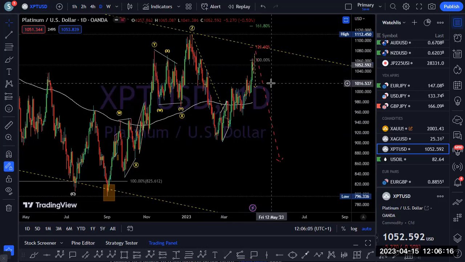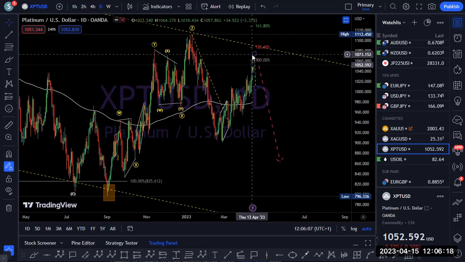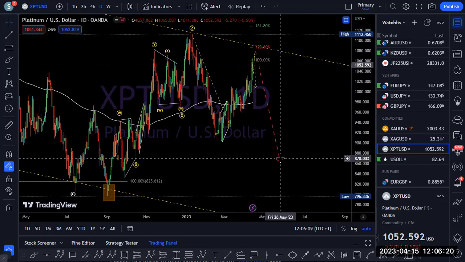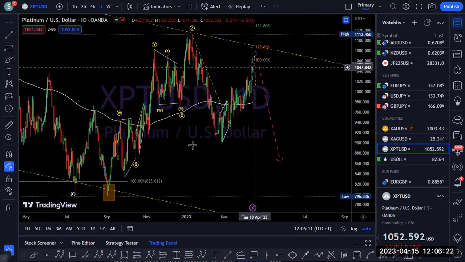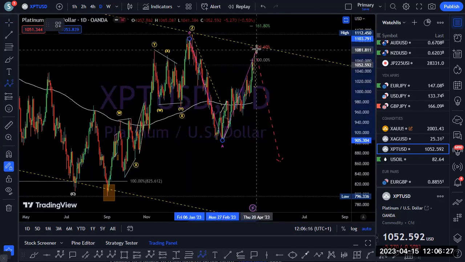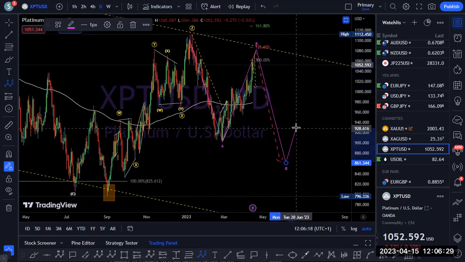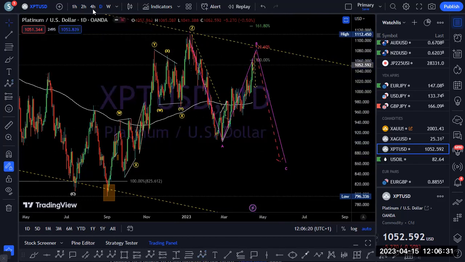Now, why I'm showing you this: if you see platinum going very sharp like this, know that the possibility of an ABC is there. This is like A, B, C. So this possibility is there. Okay, so let's go back to 4 hours.